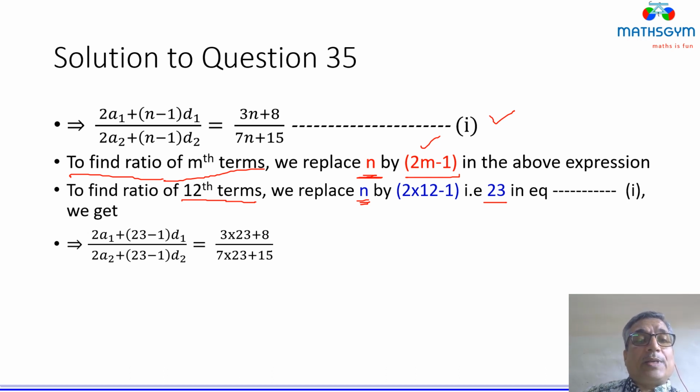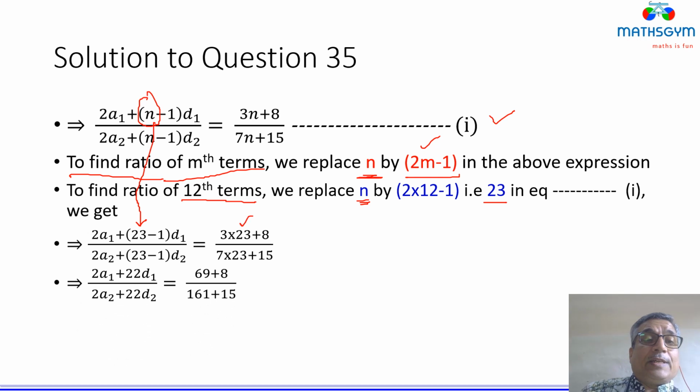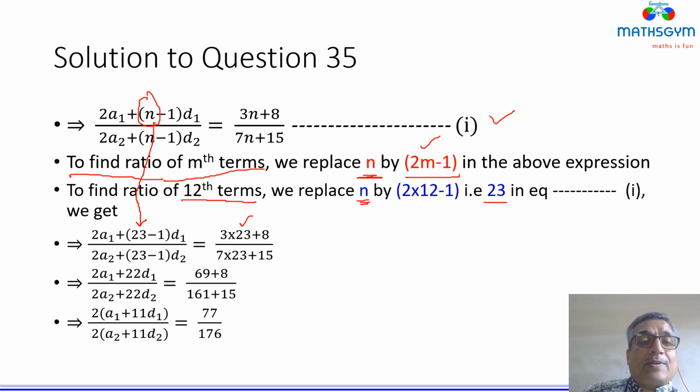What we get is 2a1 plus, instead of n, 23 minus 1 times d1, and the same goes into the denominator. Right hand side becomes 3 times 23 plus 8 upon 7 into 23 plus 15. When you sort it out, it becomes 2a1 plus 22d1 upon 2a2 plus 22d2 on the left hand side, and the right hand side becomes 69 plus 8 upon 161 plus 15, which is 77 upon 176.